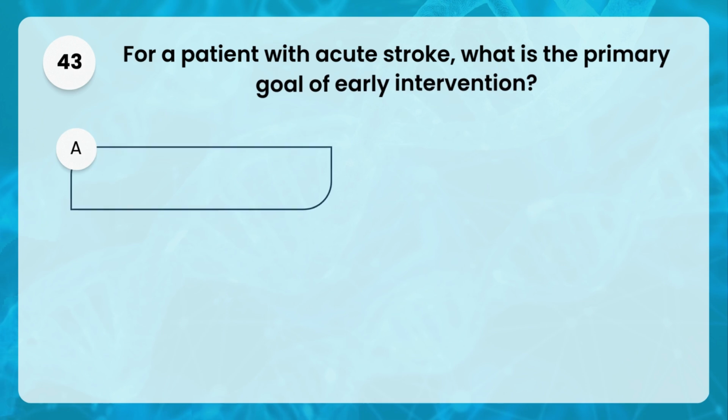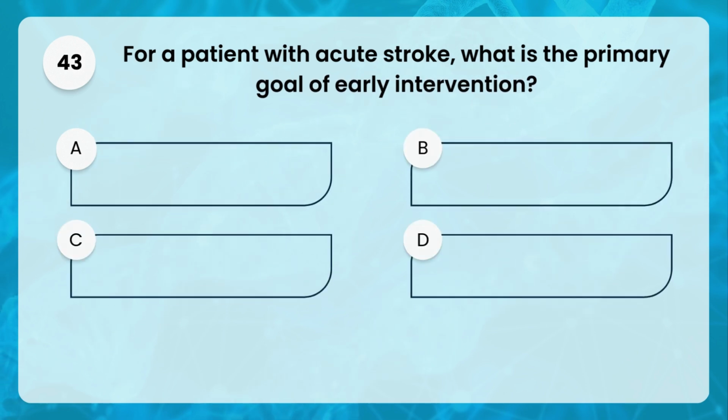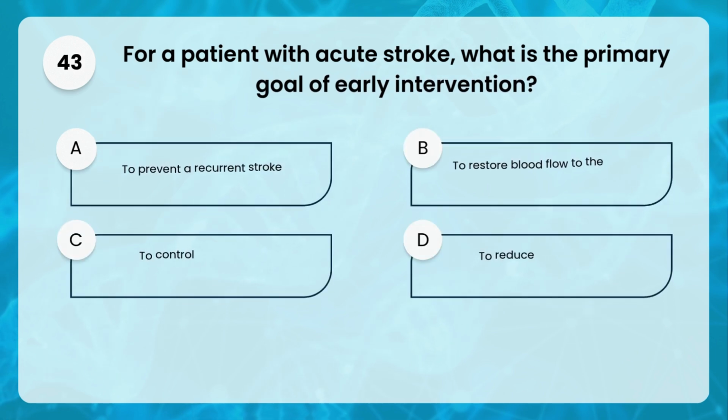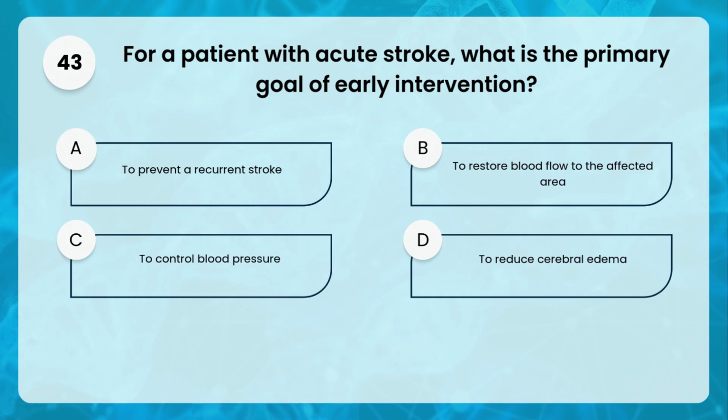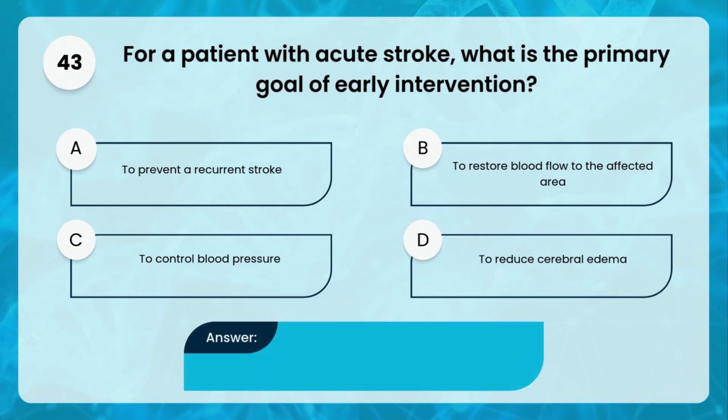43. For a patient with acute stroke, what is the primary goal of early intervention? A. To prevent a recurrent stroke, B. To restore blood flow to the affected area, C. To control blood pressure, or D. To reduce cerebral edema. The answer is B. To restore blood flow to the affected area.